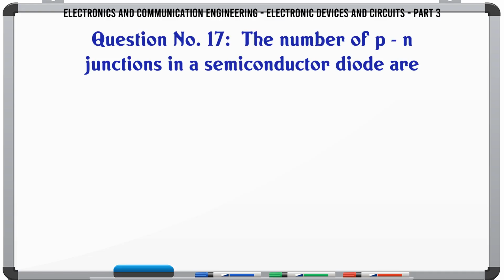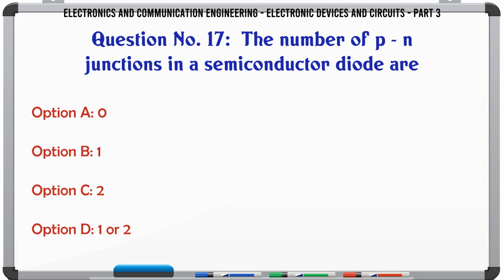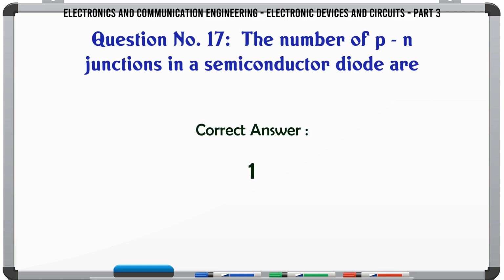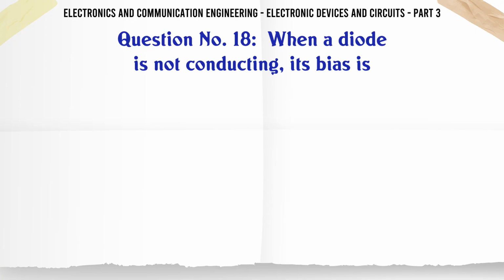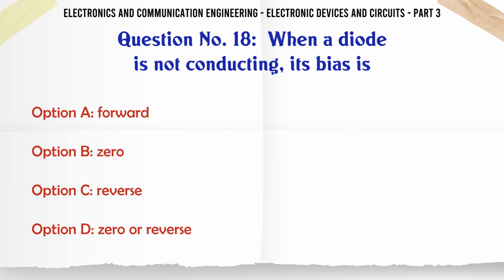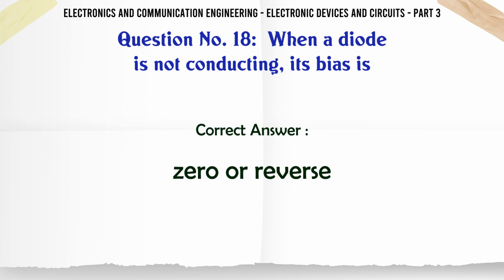The number of p-n junctions in a semiconductor diode are A. 0, B. 1, C. 2, D. 1 or 2. The correct answer is 1. When a diode is not conducting, its bias is A. forward, B. 0, C. reverse, D. 0 or reverse. The correct answer is 0 or reverse.